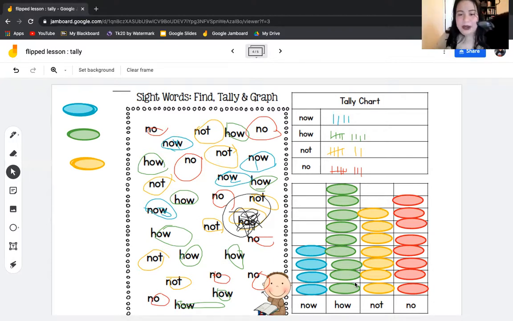Looking at this bar graph, which has the least amount? Which has the least color on our graph? If you said now, you are correct. The blue one, now, has the least amount. It has 4. 1, 2, 3, 4.